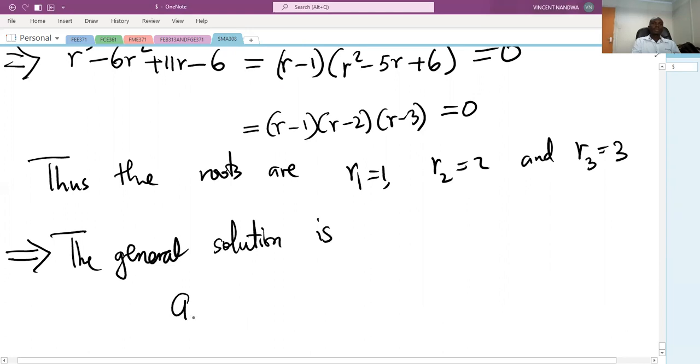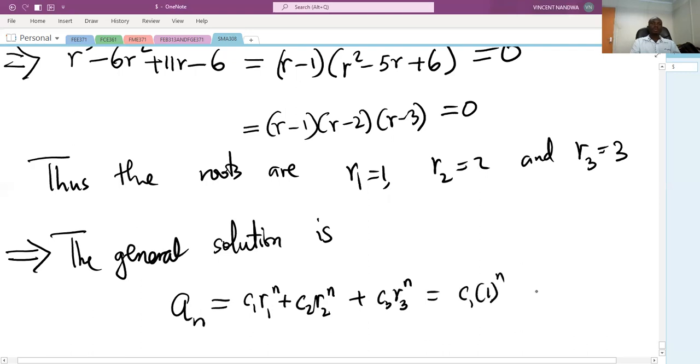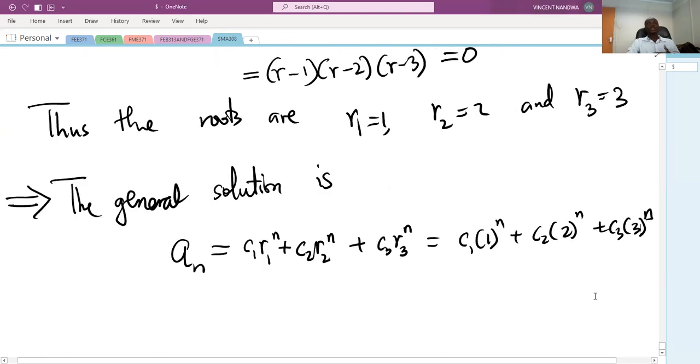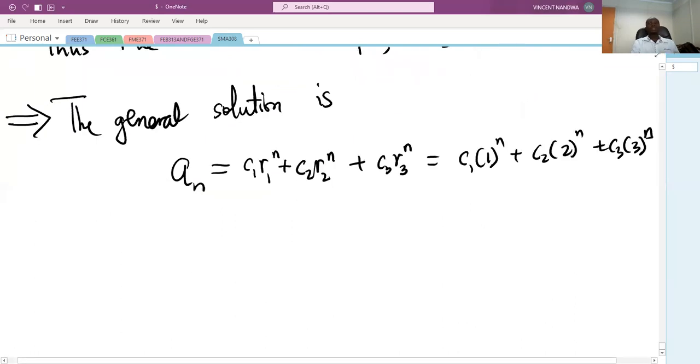is A_n equals C1 R1 power n plus C2 R2 power n plus C3 R3 power n, which will be C1 1 power n plus C2 2 power n plus C3 3 power n. So if we were not given the initial conditions, then we stop there. But because we are given the initial conditions, we'll use them to get these constants C1, C2, and C3.